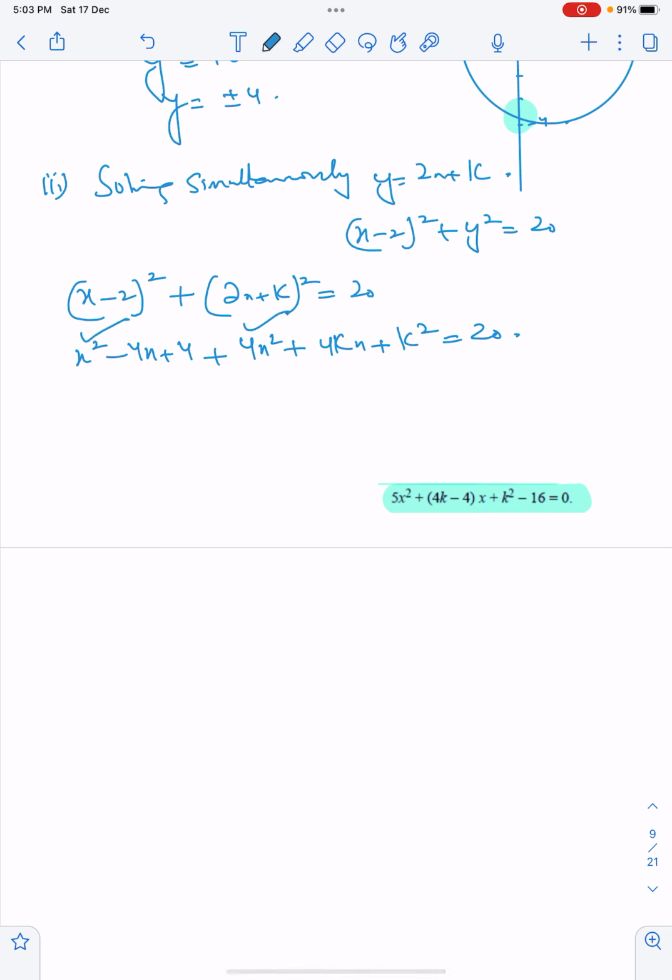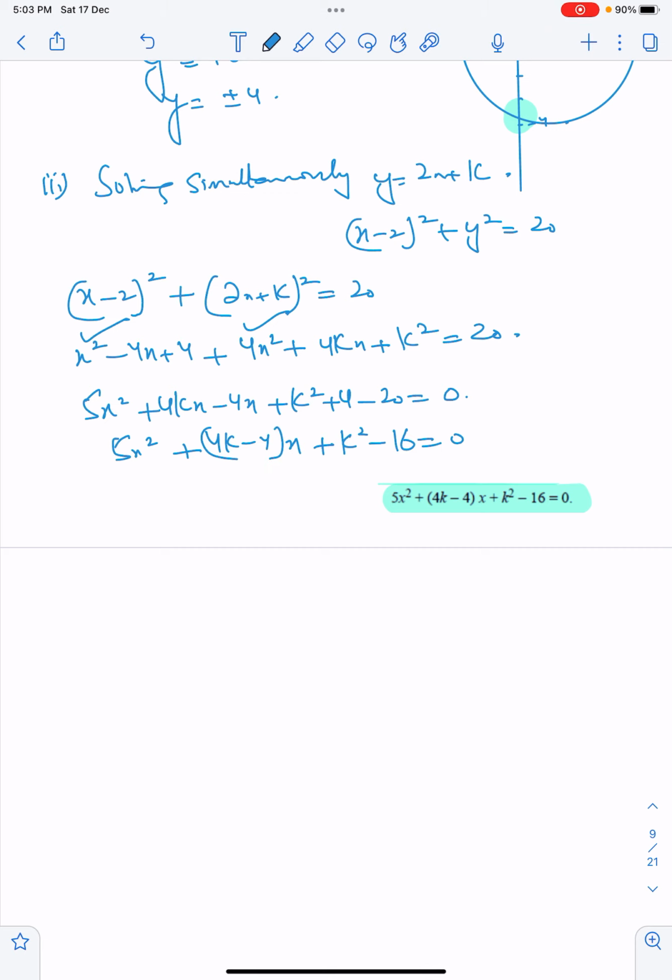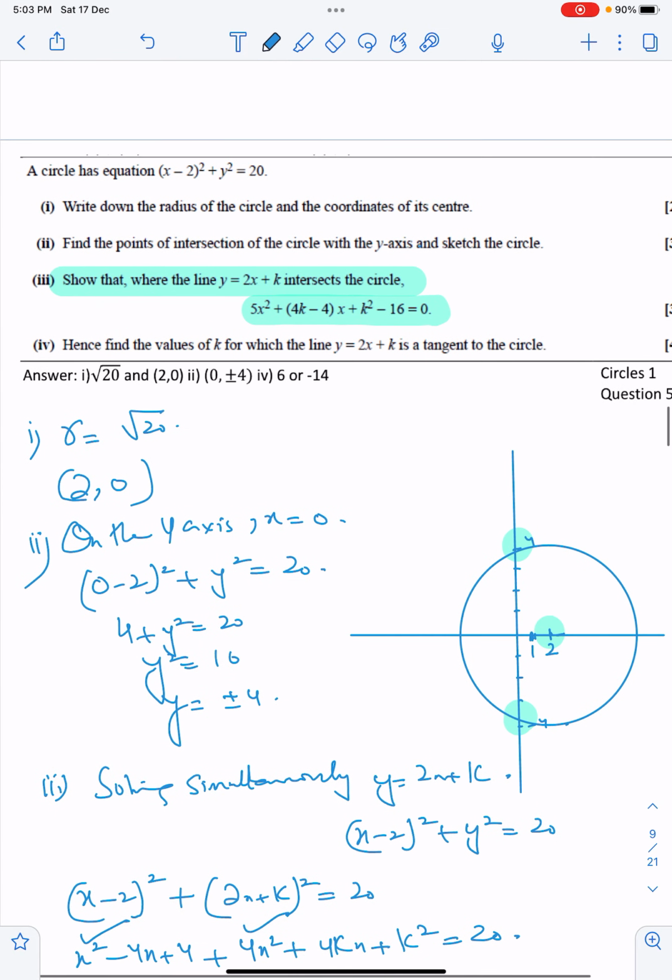4x square plus x square is 5x square. All the terms with x I'm writing together, so 4kx minus 4x. All the terms with constants together, so k square plus 4 minus 20 equals 0. So 5x square plus (4k minus 4)x plus k square minus 16 equals 0. Okay, so this is done. We had to prove this.